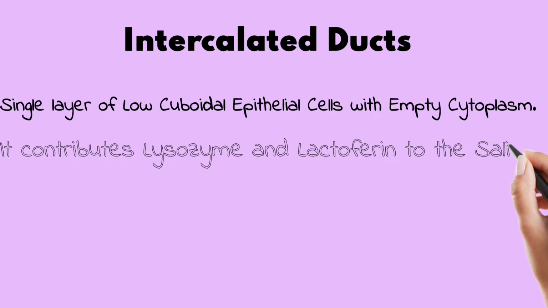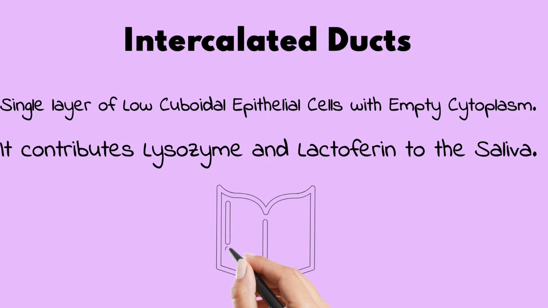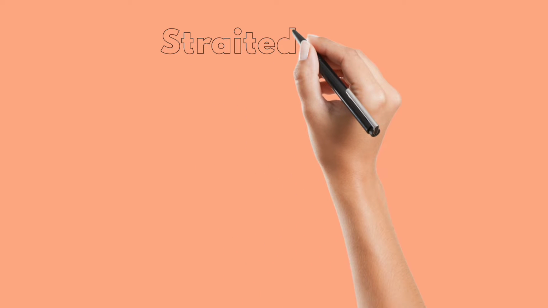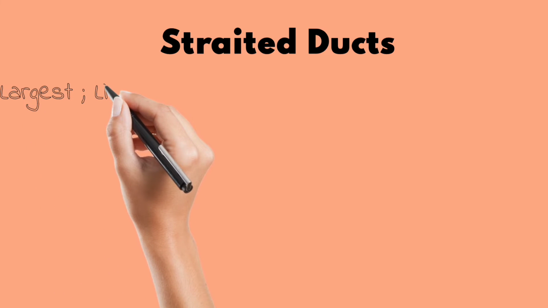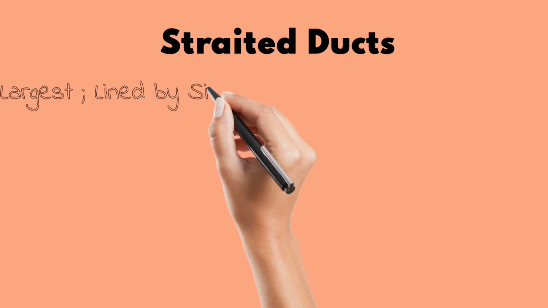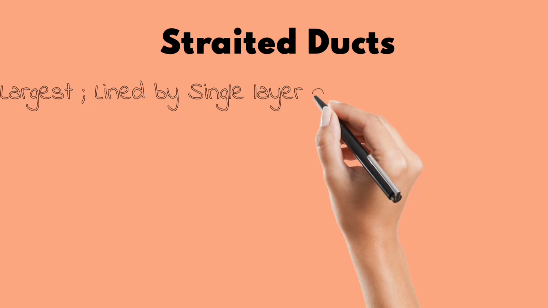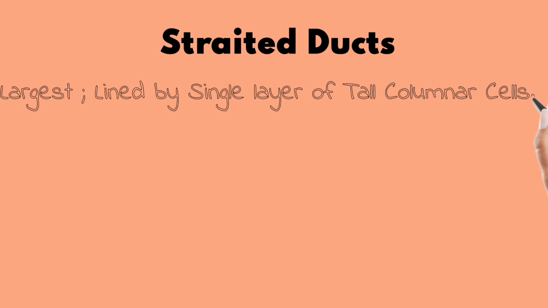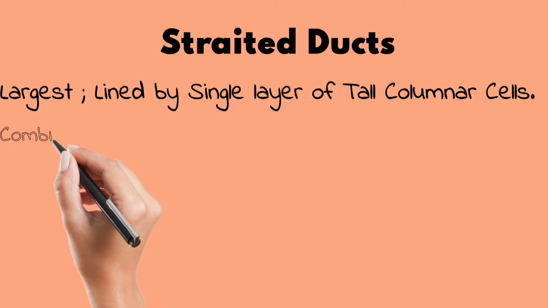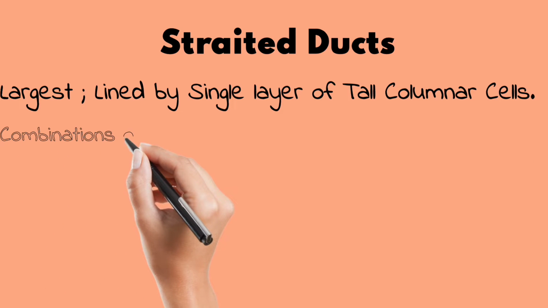Next, we will study the striated duct. The striated ducts are the largest type of duct present, and they are lined by a single layer of tall columnar cells. So we need to remember that the intercalated ducts are lined by low cuboidal epithelial cells, while the striated ducts are lined by a single layer of tall columnar epithelial cells.